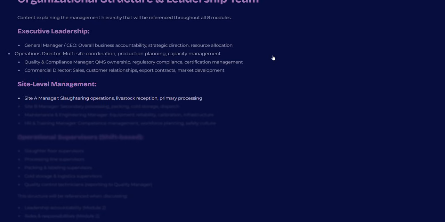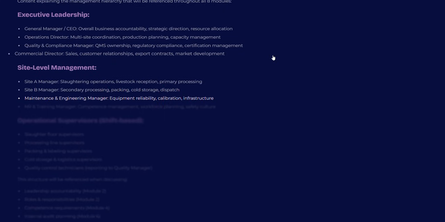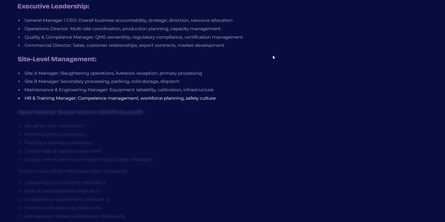Now let's look at the site level management. We have the site A manager, who is responsible for slaughtering operations, livestock reception, and primary processing. Then we have the site B manager, who is responsible for secondary processing, packing, cold storage, and dispatch. We have the site maintenance and engineering manager, who is responsible for equipment reliability, calibration, and infrastructure. And then we have the HR and training manager, who is responsible for competence management, workforce planning, and safety culture.